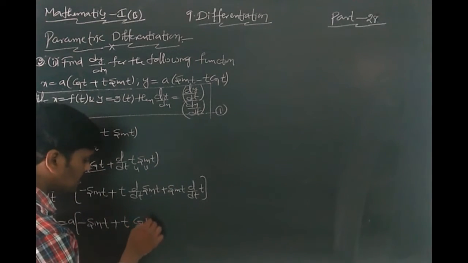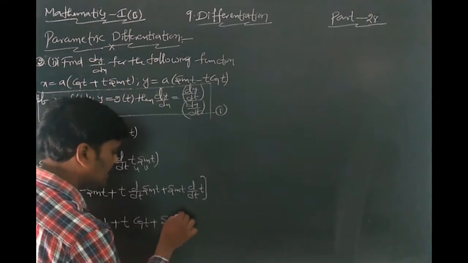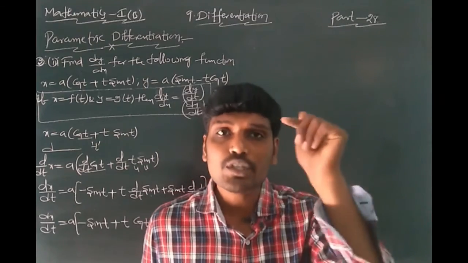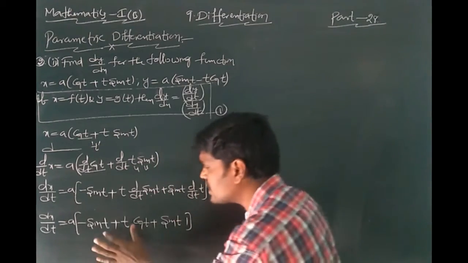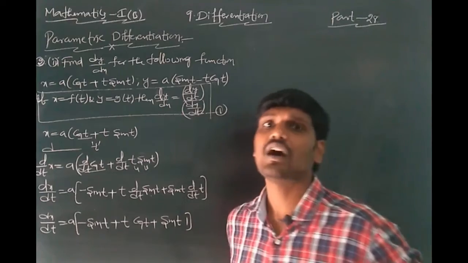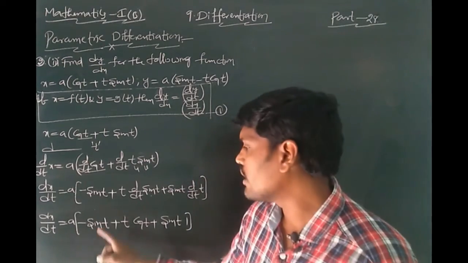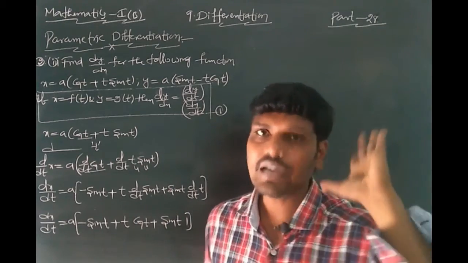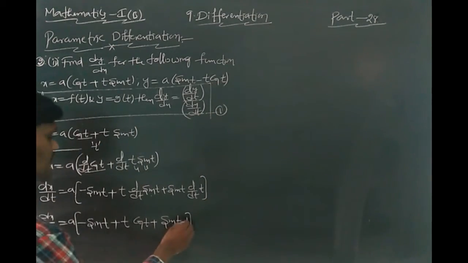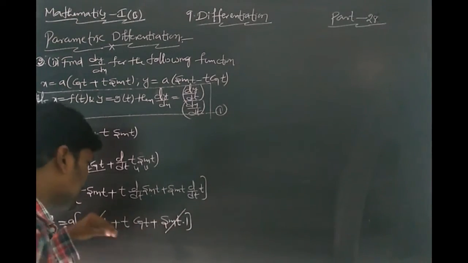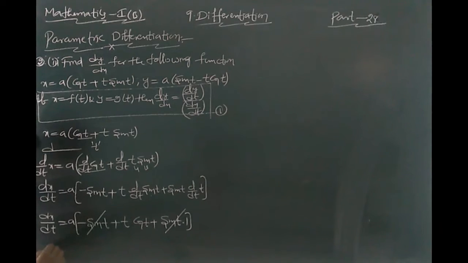The derivative of sin t is cos t, plus sin t into the derivative of t, which is 1. The derivative is with respect to t only here, not with respect to x. That's why the derivative of sin t is cos t and the derivative of t is 1. After that, sin t into 1 gives sin t. Sin t minus sin t plus sin t minus sin t get cancelled. Remaining, what you get? dx by dt equals a into t into cos t.